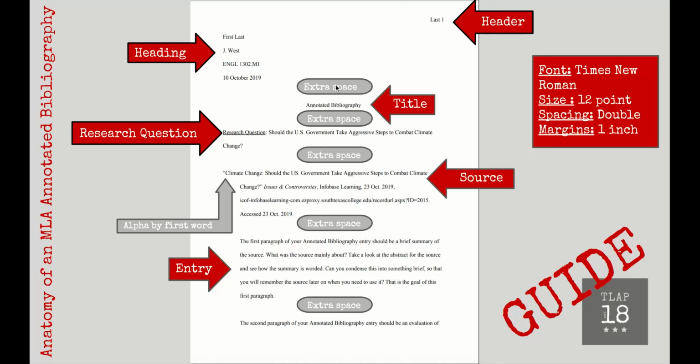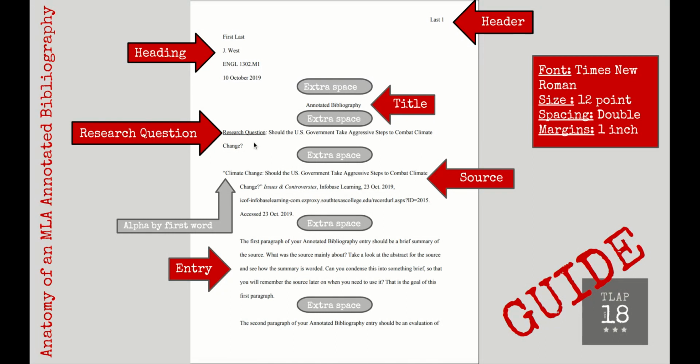Okay, if you'll notice, there's an extra space between the heading and the title. That is not usually the case with a paper. Also, there's an extra space between the title and the research question. There's usually not any extra space. Everywhere where it says extra space in gray in the oval boxes, that is something that is usually not present.